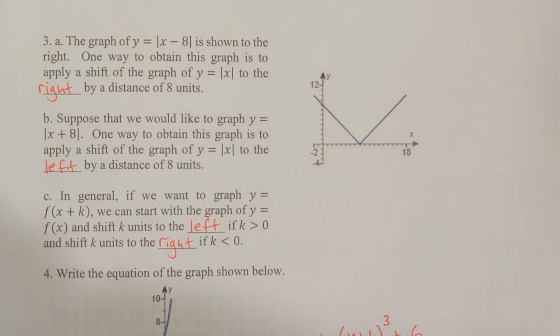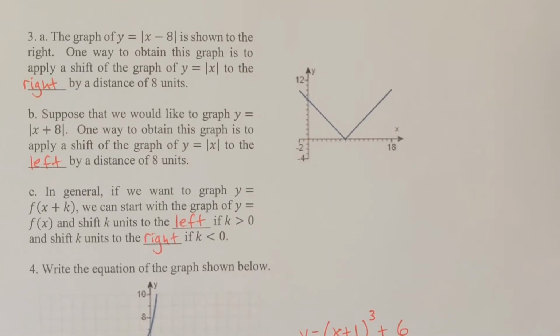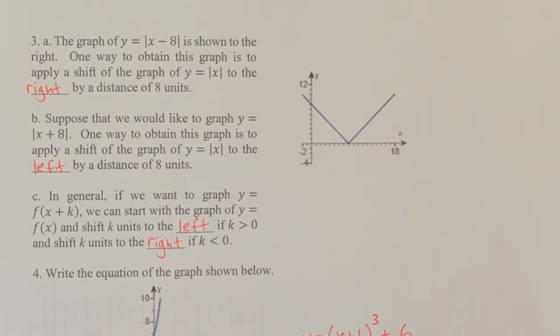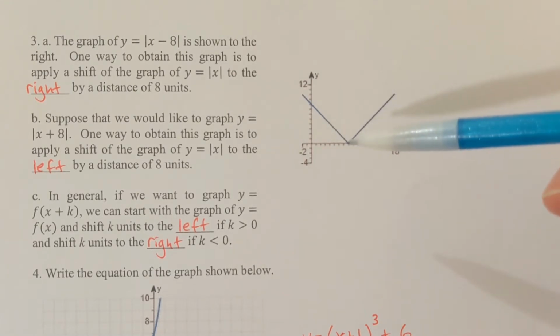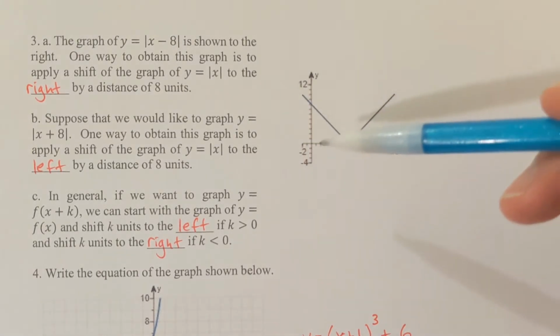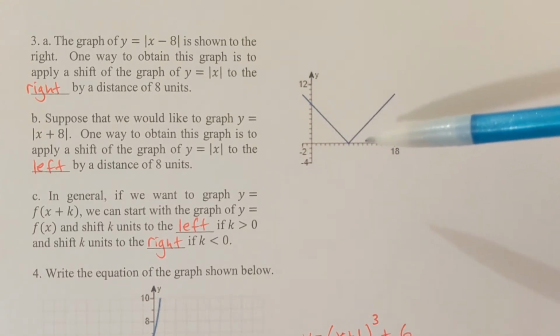Okay, so problem 3, the graph of y equals the absolute value of x minus 8 is shown to the right, and one way to obtain this graph is to apply a shift to the graph of y equals the absolute value of x to the right by a distance of 8 units. Okay, and of course the original graph of y equals the absolute value of x is centered at the origin, so it would have shifted to the right.